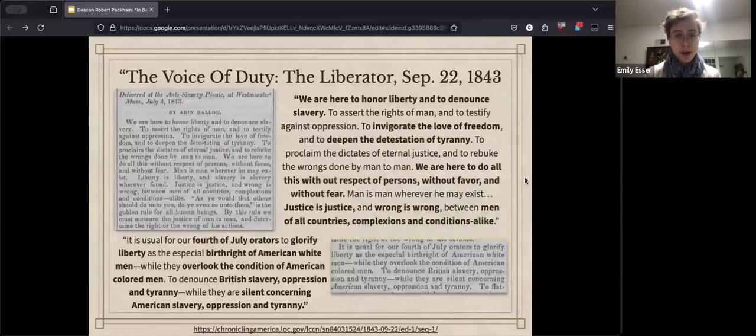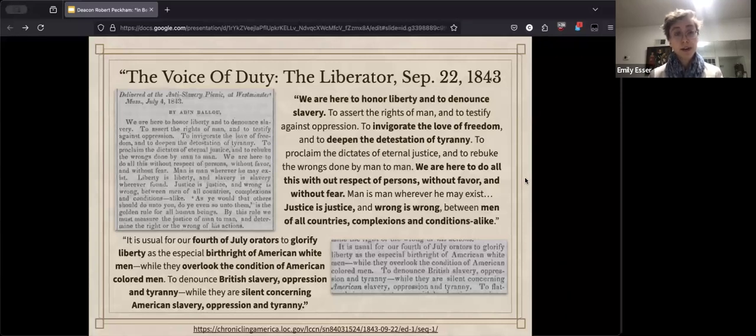He says, we are here to do all this, to invigorate the love of freedom and to deepen the detestation of tyranny, without respect of persons, without favor, and without fear. Man is man wherever he may exist. It's very strong stuff. He says, it is usual for our 4th of July orators to glorify liberty, the birthright of American white men. And he goes on to point out that they are overlooking men of color and slavery. They're denouncing the British while ignoring the American troubles that still plagued society. He's quite right. It's very sobering stuff, and to have at a picnic too.